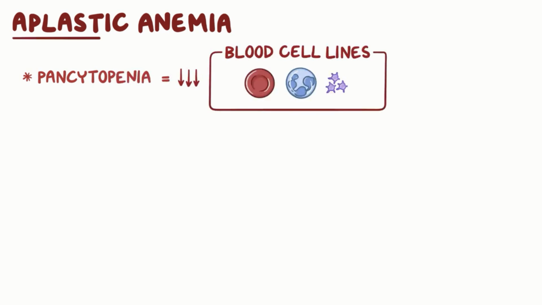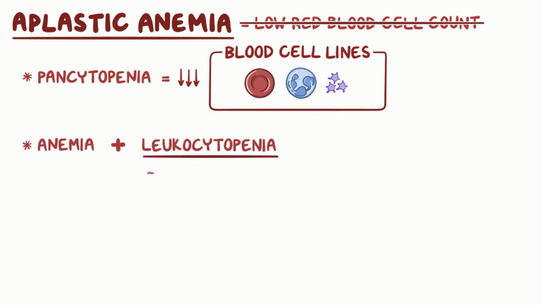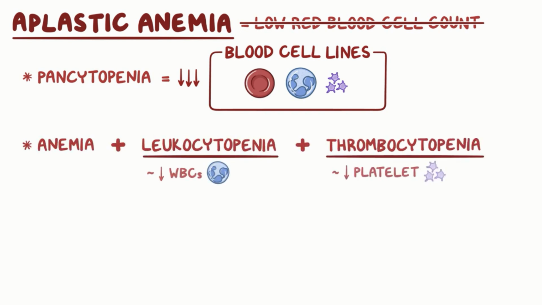Aplastic anemia is a pancytopenia, meaning all blood cell lines are decreased. So the term aplastic anemia, which just refers to low red blood cell count, is actually a misnomer. With aplastic anemia, there's actually anemia as well as leukocytopenia, or low white blood cells, as well as thrombocytopenia, or low platelet levels. This condition takes many forms, ranging from mild to severe, depending on the cause.